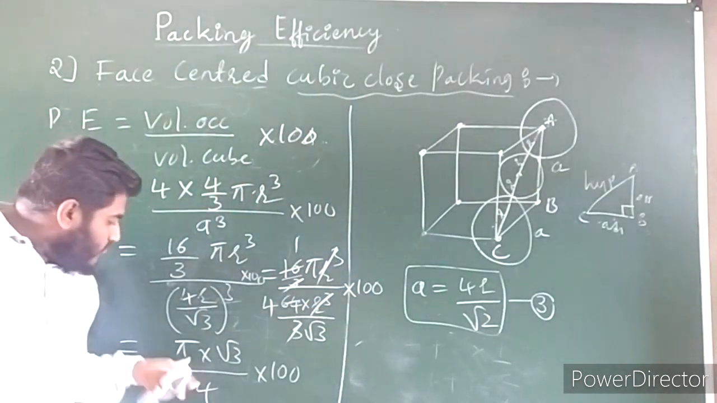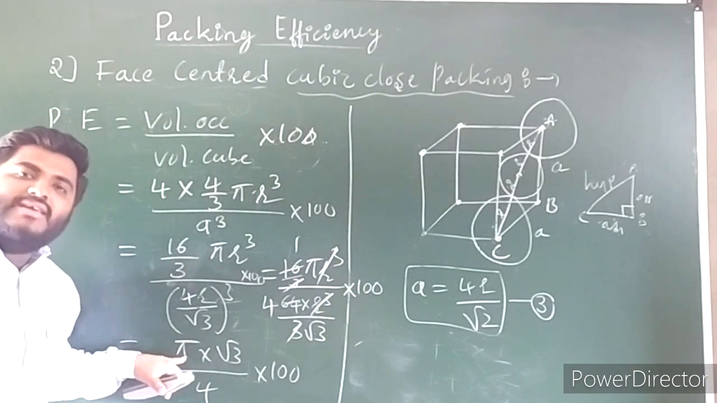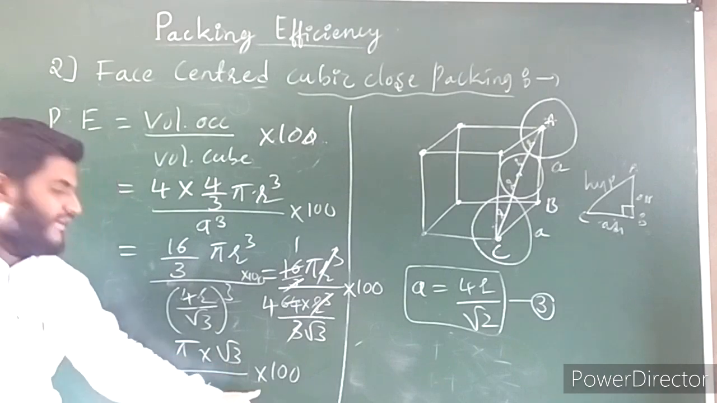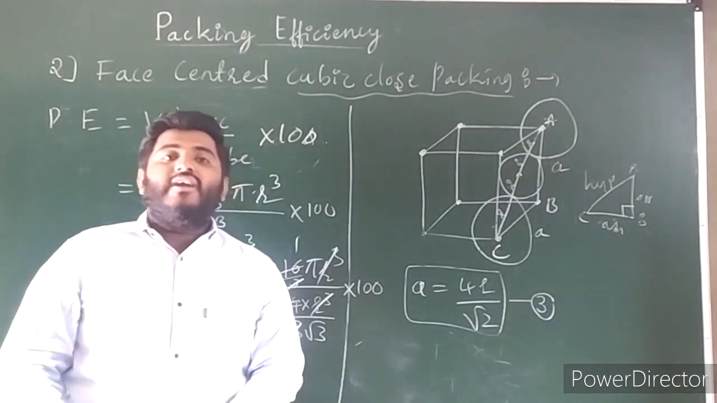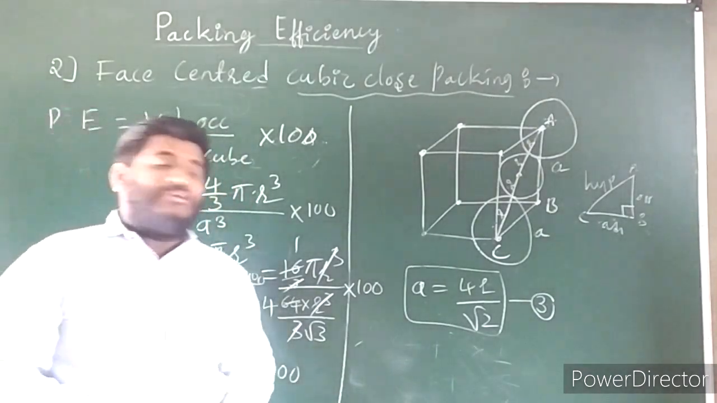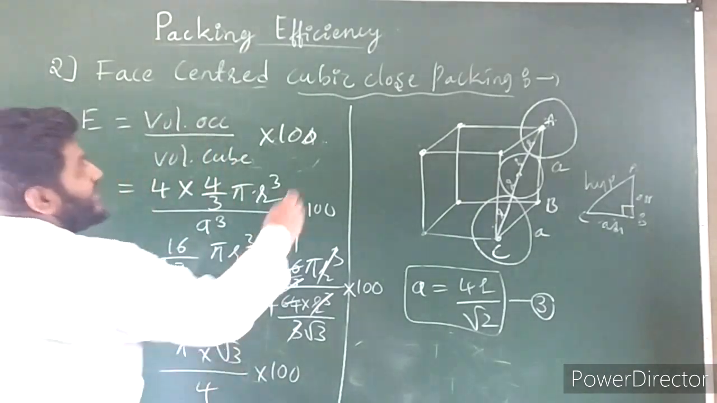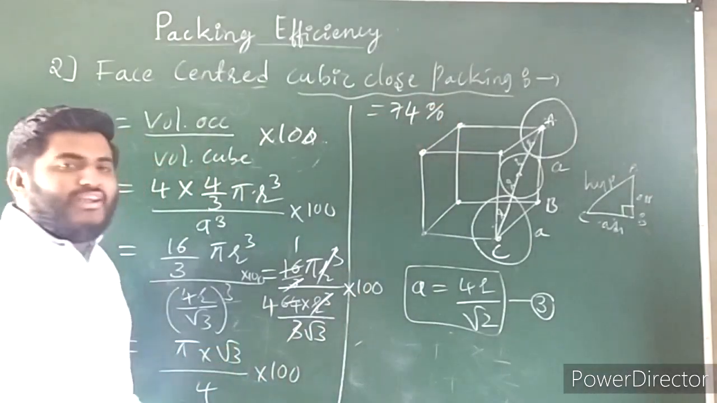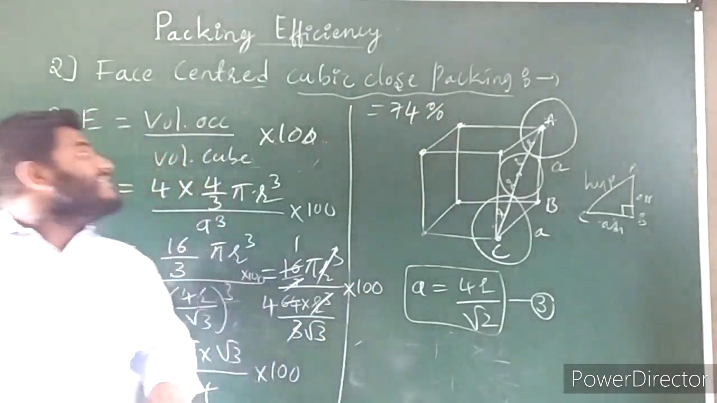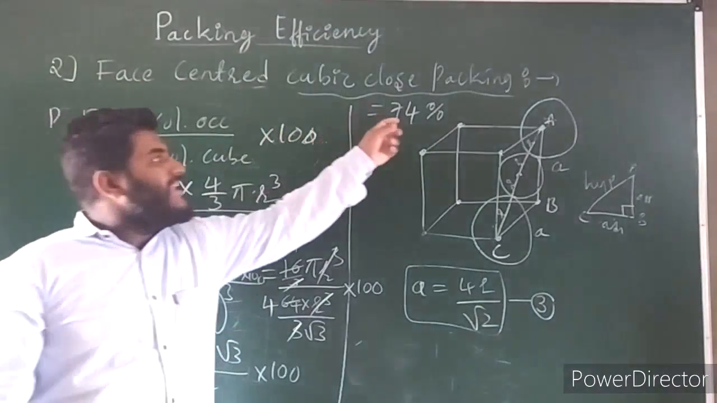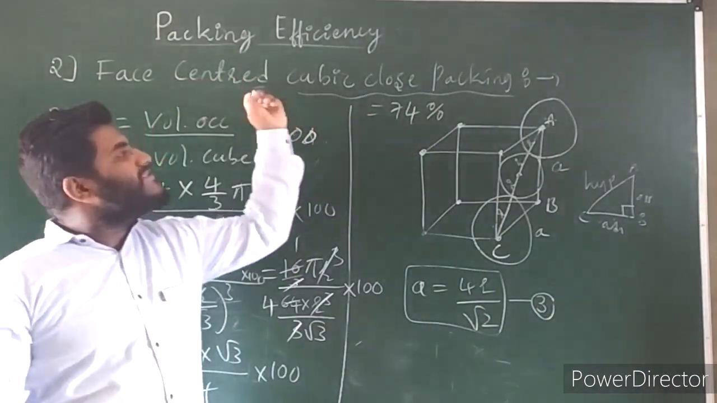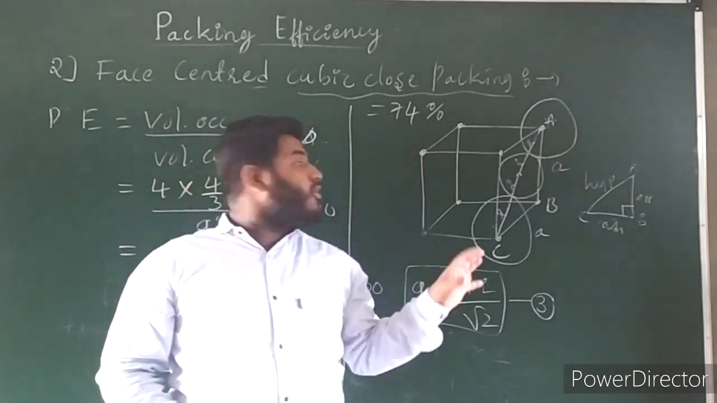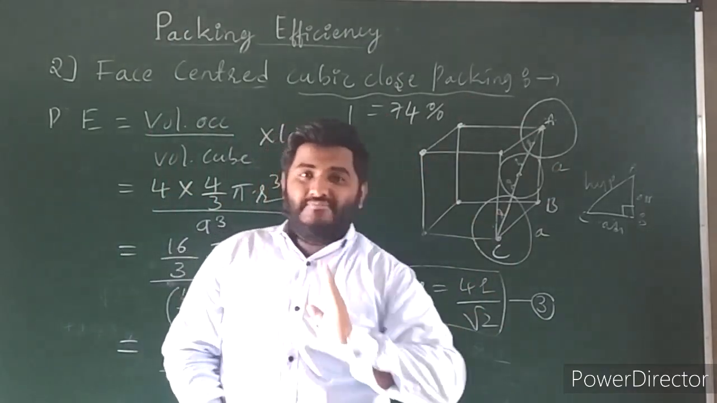So in place of pi, you put 3.142. 3.142 into root 3 divided by 4 into 100. When you do this, you are going to get 74%. The answer in this case is 74%. So what is the 74% we got, guys? 74% is the packing efficiency in case of face-centered cubic close packing. That means 74% of the space is filled by the atoms.